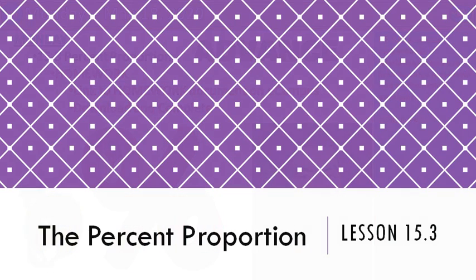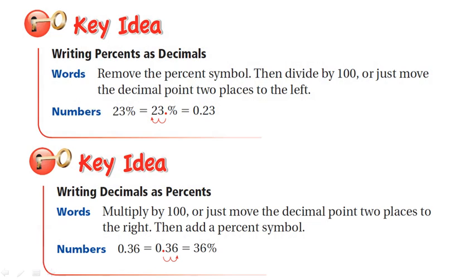Let's proceed. The percent proportion, lesson 15.3. The key idea is to either convert decimals to percents or percents to decimals just to get the common language in the math problem. When writing percents as decimals, remove the percent symbol, then divide by 100, or just move the decimal point 2 places to the left. The example shows 23%. By removing the percentage sign and moving the decimal 2 spaces to the left, you get 0.23.